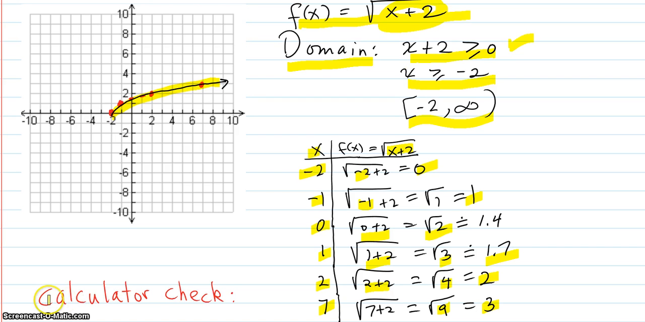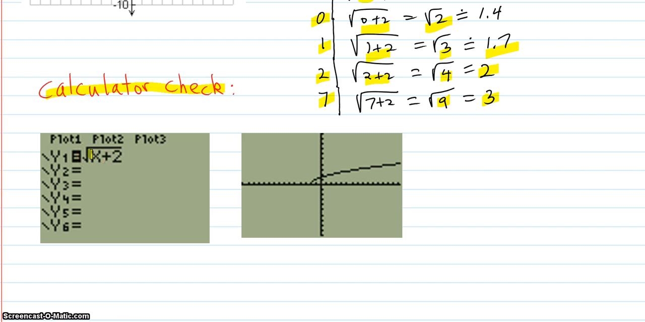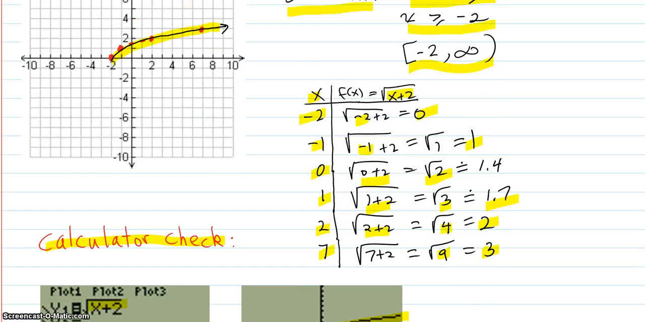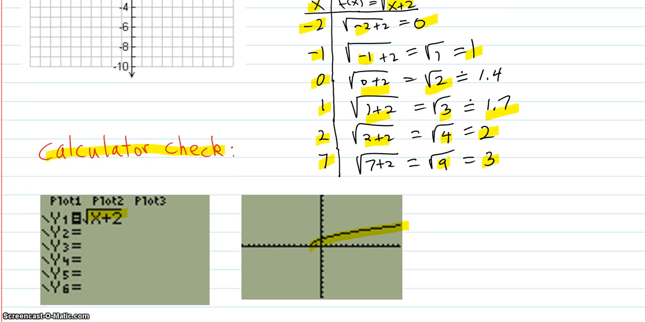Now let's do a calculator check. So we go down here, put our function in, then graph it, and we see we get the same graph as we did up here. So this checks out with this.